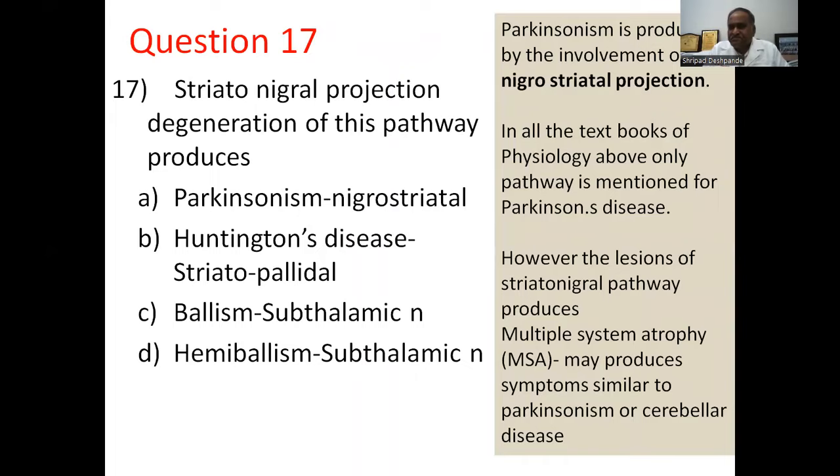I was trying to look into many textbooks. I think I must have searched more than 6 or 7 textbooks, and even Harrison. In these textbooks, it is a nigrostriatal projection. The substantia nigra loses the dopaminergic neurons, which means the nigrostriatal projection is affected. That is how we teach undergraduate first MBBS students: lesions in the nigrostriatal tract produce Parkinson's.